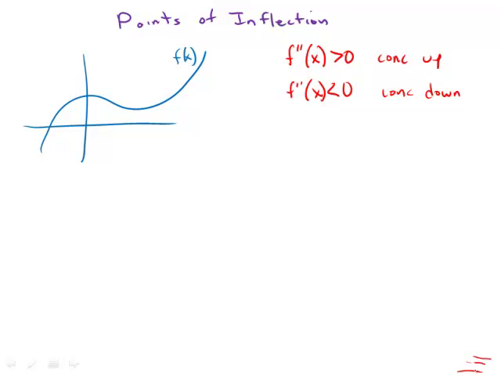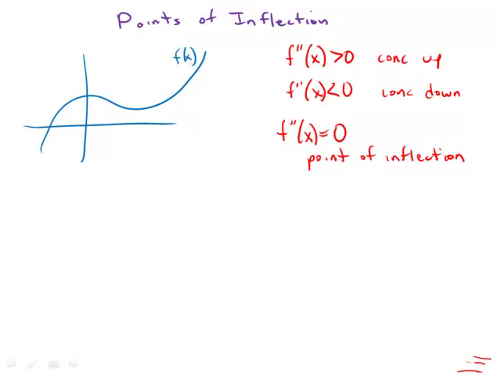What's going on at a point where the second derivative is 0? If you have a point where the second derivative equals 0, this is something we call a point of inflection. And let's talk about exactly what that means.